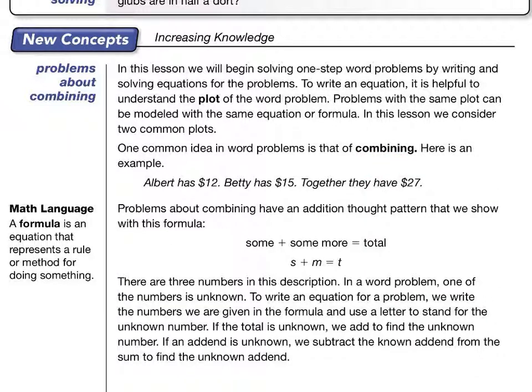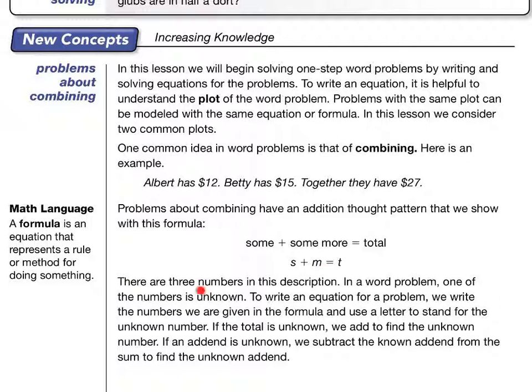And here is an example. So you want to write this down. Albert has $12, Betty has $15. Together they have $27. This is a problem about combining because it has an addition pattern. And you want to write this down. Sum plus some more equals the total. And we can write that as an equation using letters. S for sum, M plus more equals the total.